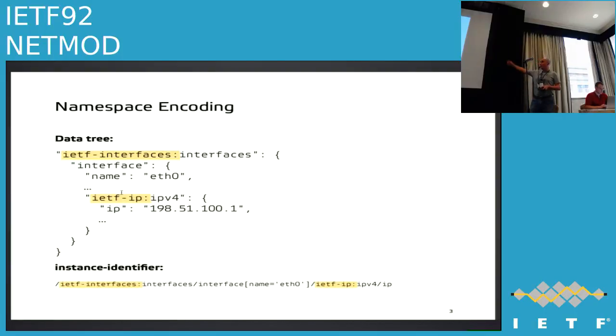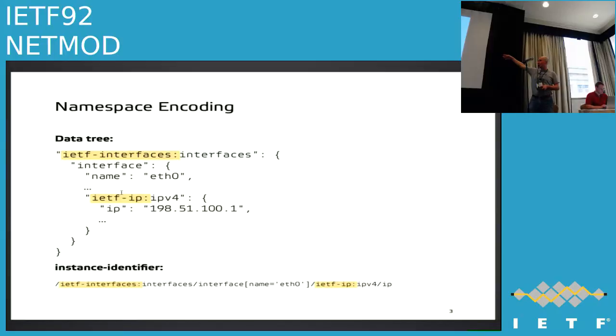So these are essentially the rules for namespace encoding. The rules are that for encoding of node names in the data tree, the namespace in JSON encoding is always the module name, nothing else, and the namespace has to be present on each top level node, and then each time the namespace changes.